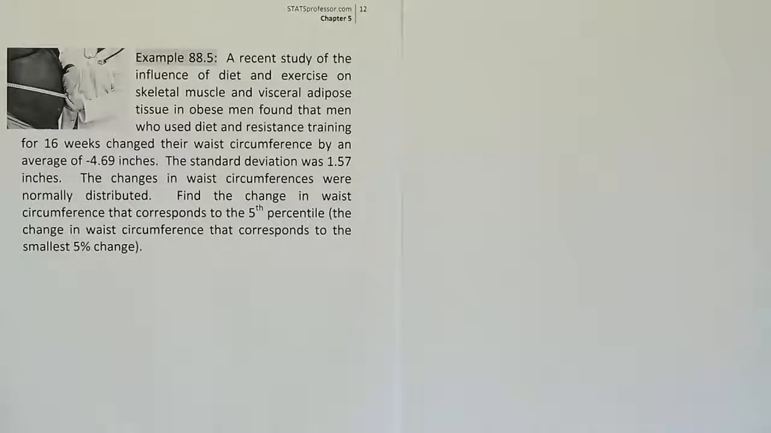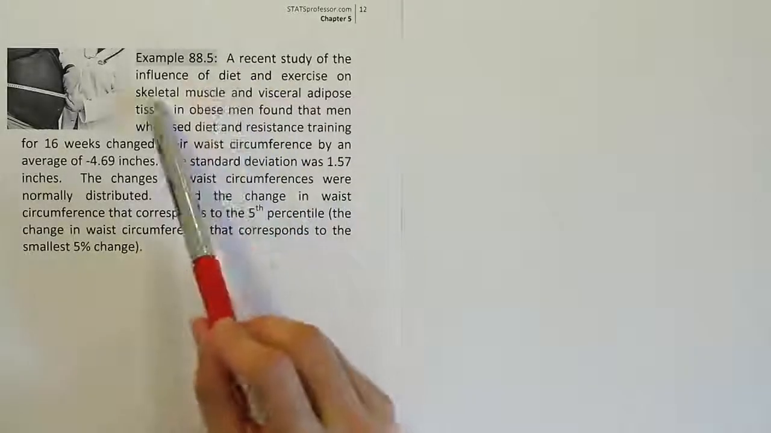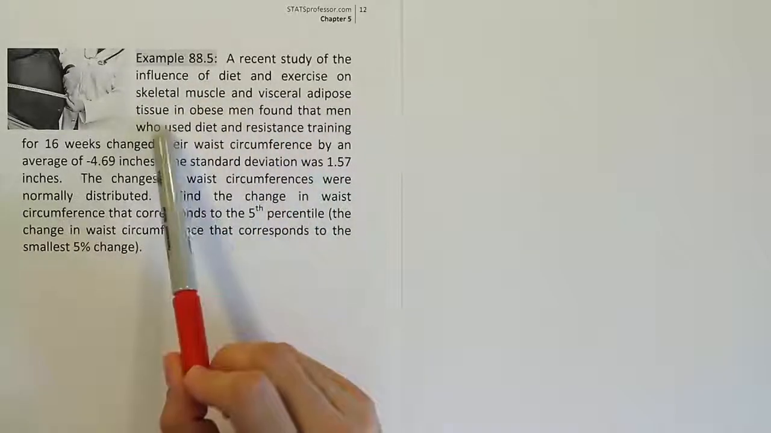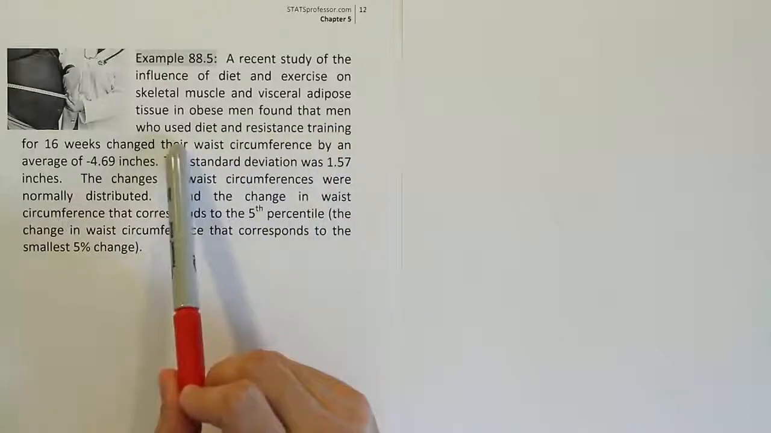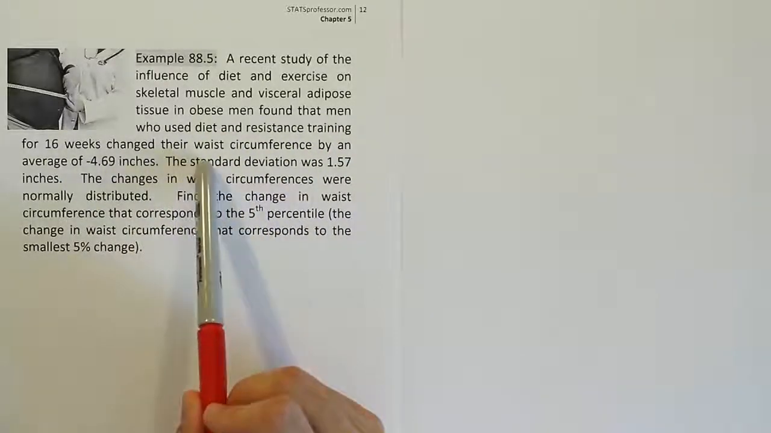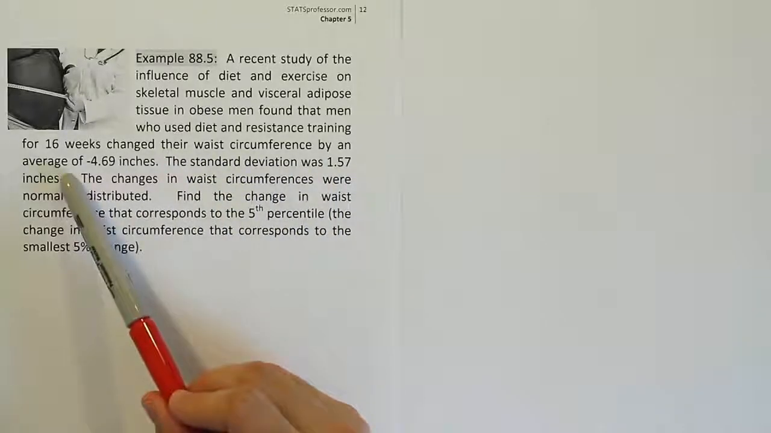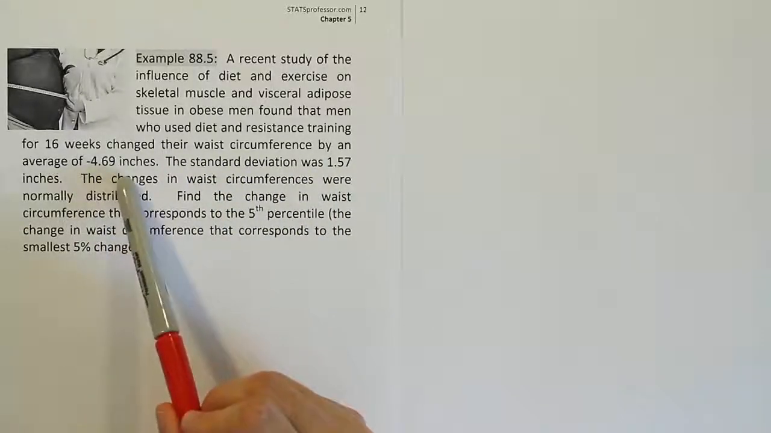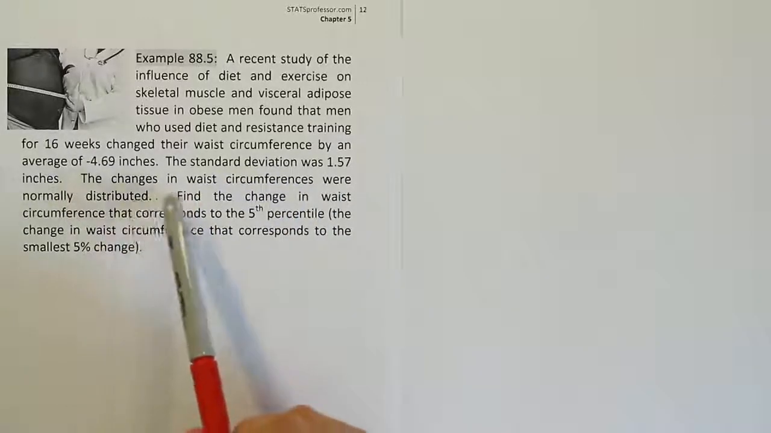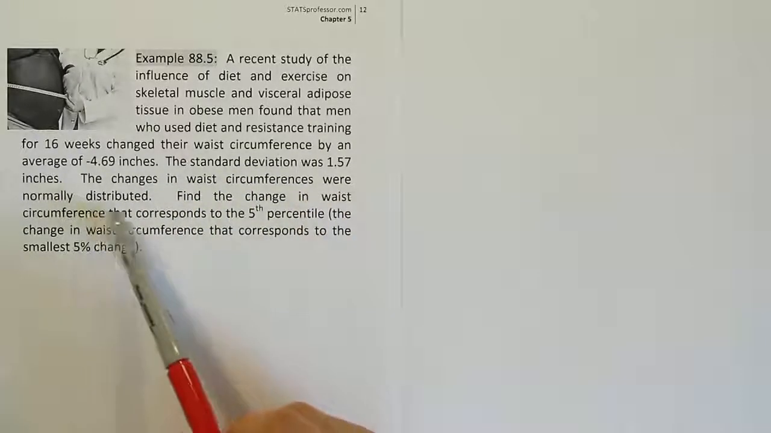Example 88.5. A recent study of the influence of diet and exercise on skeletal muscle and visceral adipose tissue in obese men found that men who used diet and resistance training for 16 weeks changed their waist circumference by an average of negative 4.69 inches. The standard deviation was 1.57 inches.